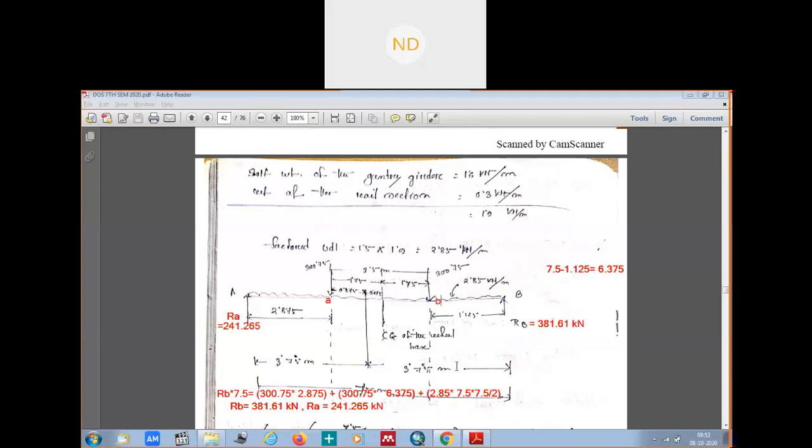Since we know this entire thing, if we take the left hand side, MA here, how many reactions will be there? If we take the left hand side, what can be our MA, the moment at point A? These are the reactions known to us, RA. RA into this distance, till here at this point we are taking moment till A. So RA into this thing. RA was how much?